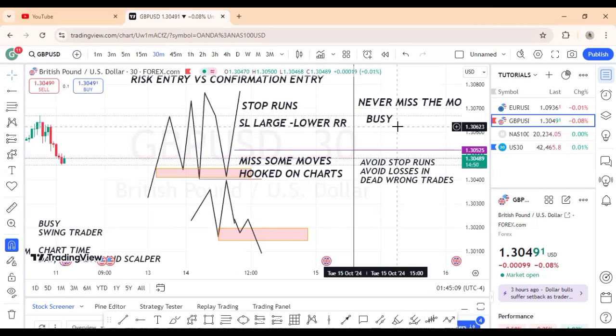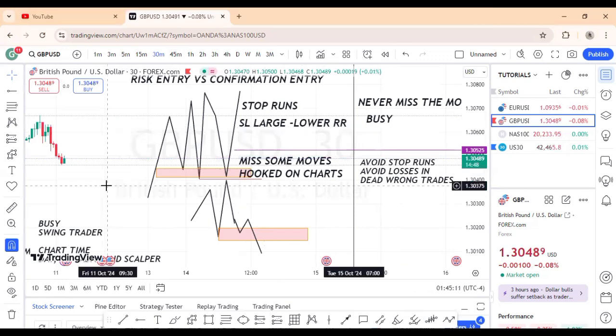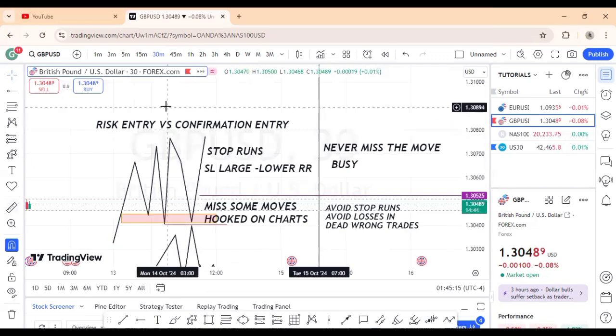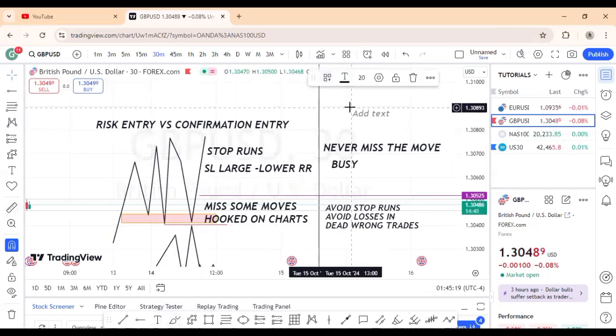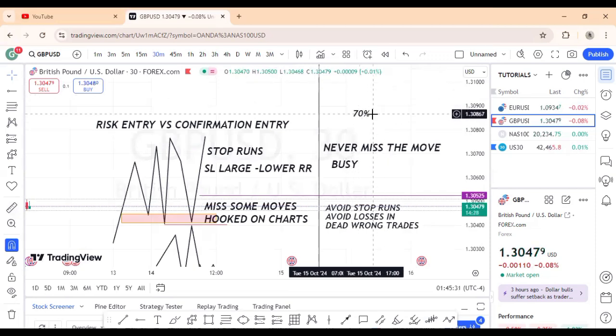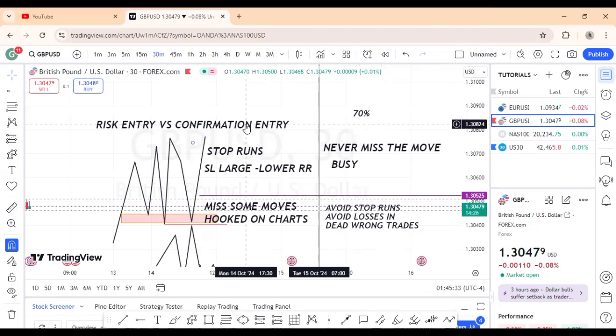Although personally I like using confirmation entry because I am more of a lower time frame trader, right? So if I take 10 trades, most times, let's say 70% of my trades are confirmation entries. This is how I trade. The remaining 30% can be risk entry.